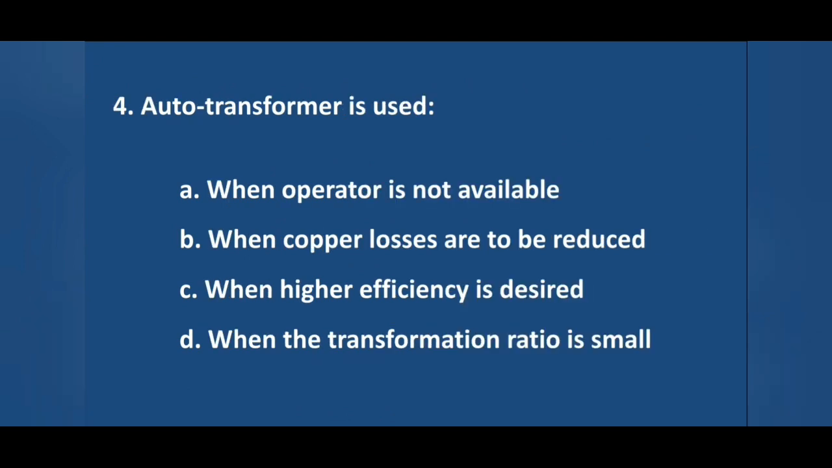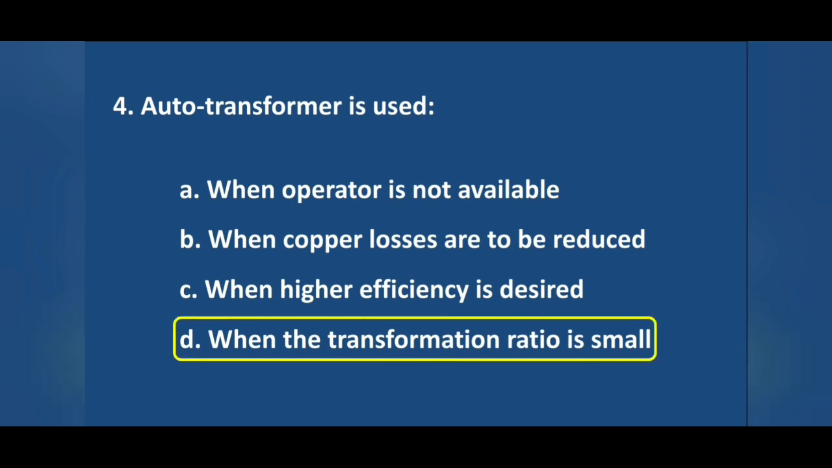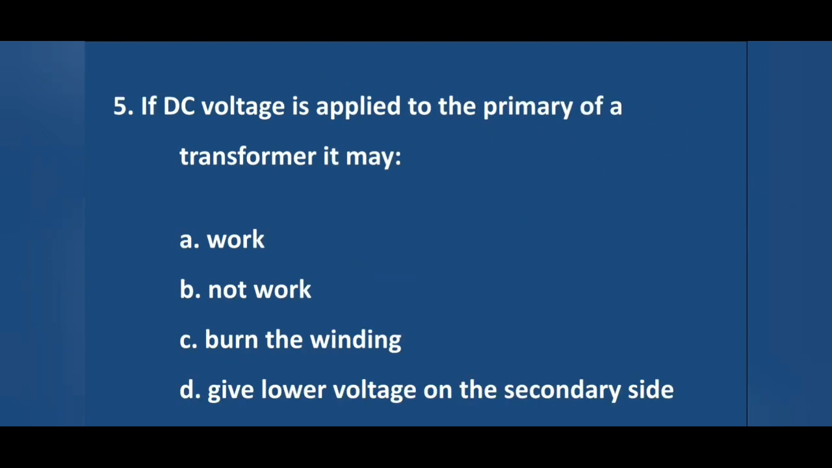Question number 4. Auto transformer is used. Answer is option D, when the transformation ratio is small. Question number 5. If DC voltage is applied to the primary of a transformer, it may. Answer is option C, burn the winding.